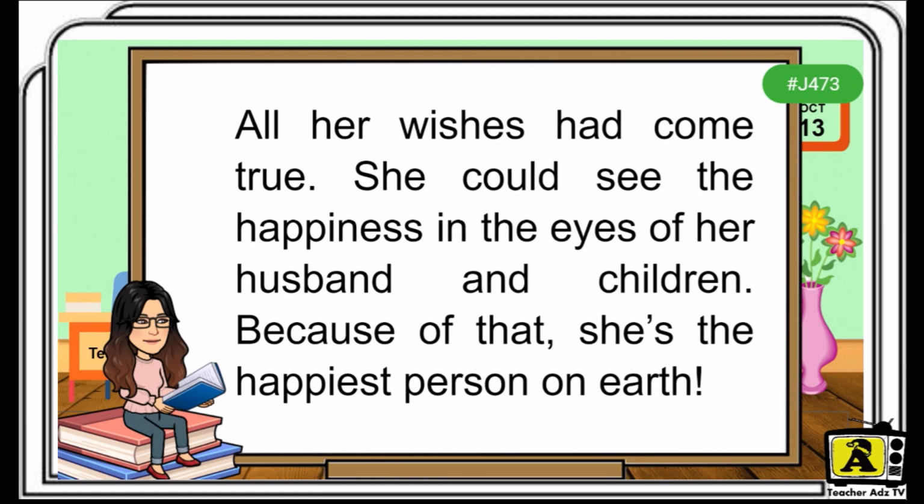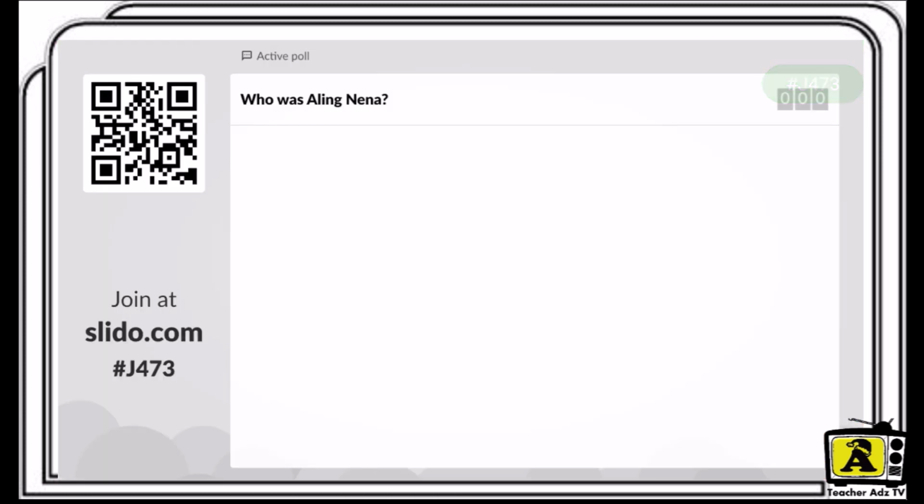All her wishes had come true. She could see the happiness in the eyes of her husband and children. Because of that, she's the happiest person on earth. So, did you understand the story? If you did, question, who was Aling Nena?